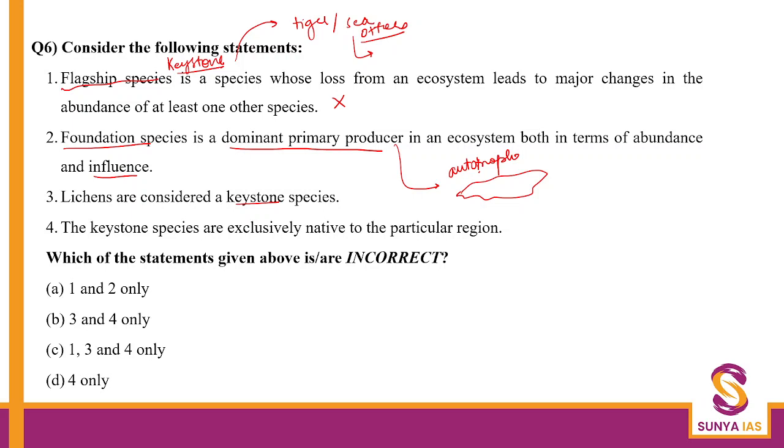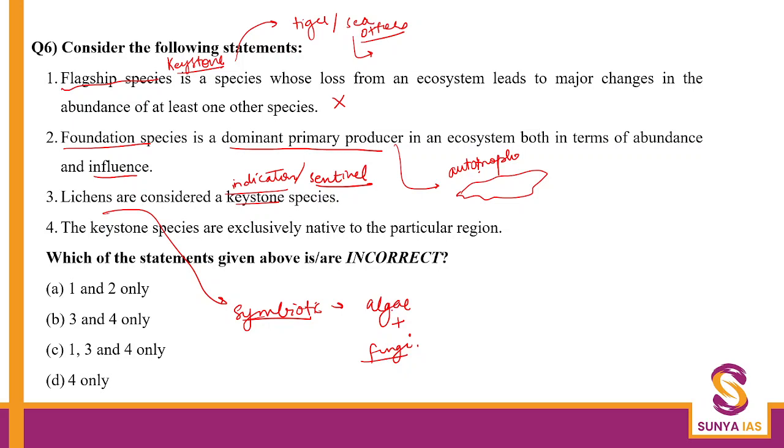Now then, the next question is lichens are keystone species? No, lichens are actually indicator species. What is indicator species? In fact, indicator species are also known as sentinel species. Right. So lichens, first of all, what you need to know? Symbiotic. Then additionally, it is a symbiotic association of what? Of algae and fungi. Okay, that you need to know. Second, why is it indicator species? Because see, if there is any change in the pollution levels, etc. of air, they are going to die. So that is going to indicate the health of an ecosystem. So again, statement 3 becomes wrong.